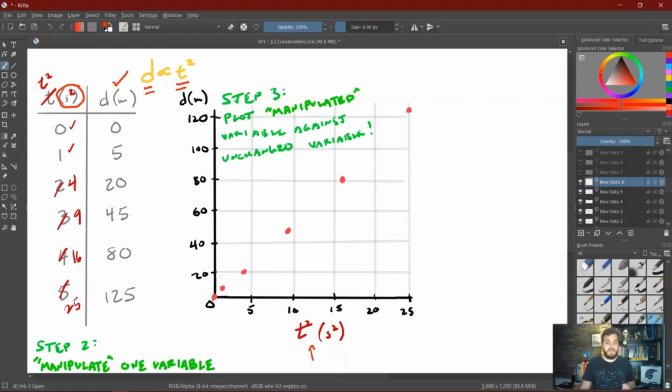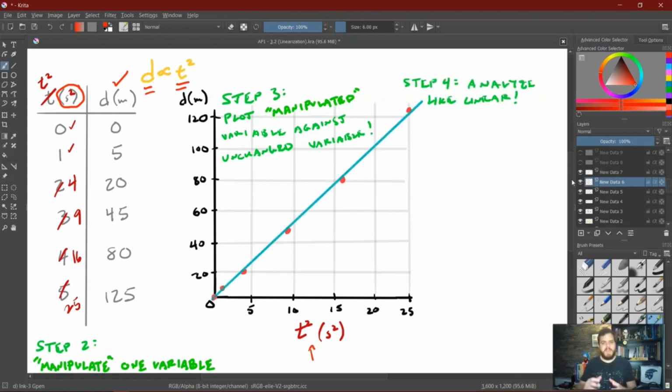So for instance, this is 0, 0. This is 1 second, 5 meters. This is 4 seconds, 20 meters. This is 9 seconds, 45 meters, etc. And what we notice is this is most definitely a straight line now.